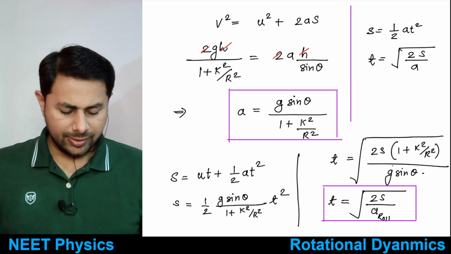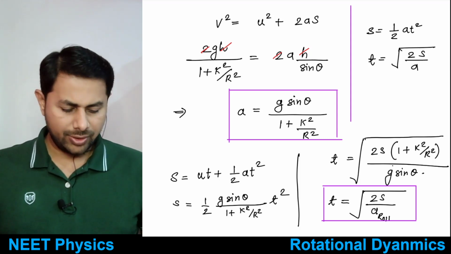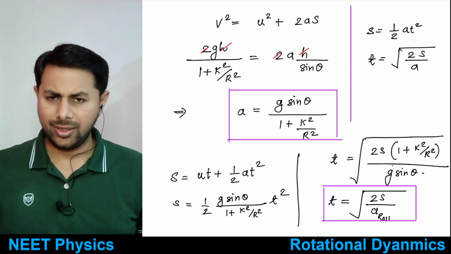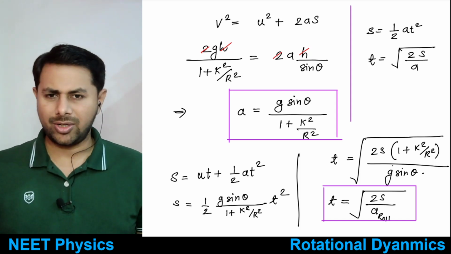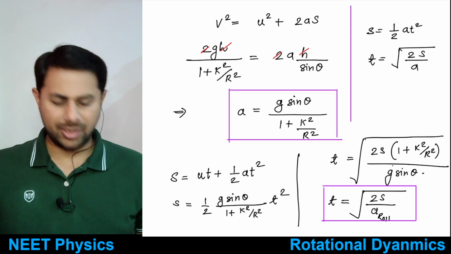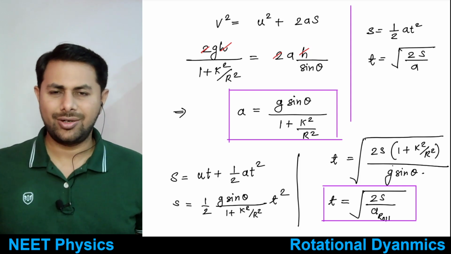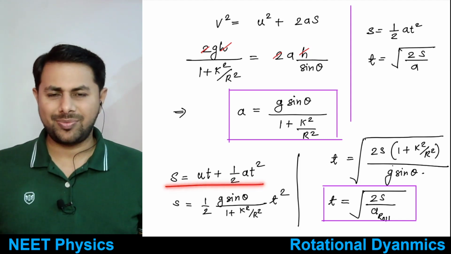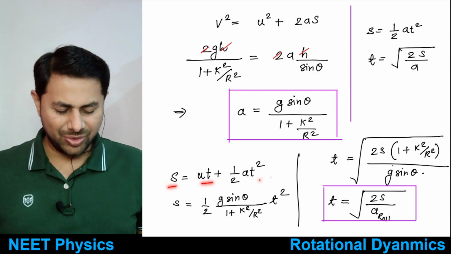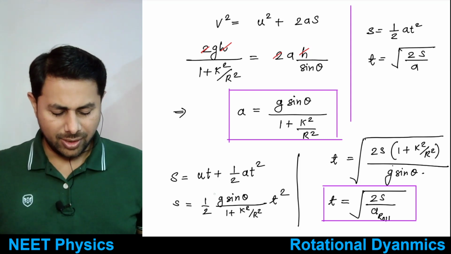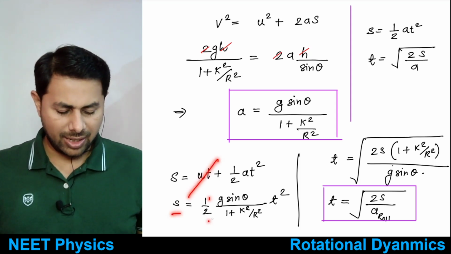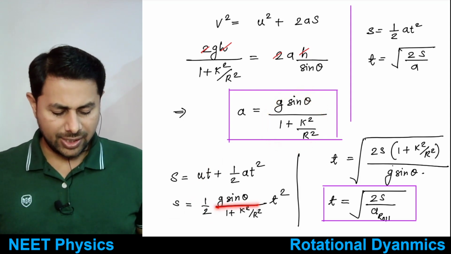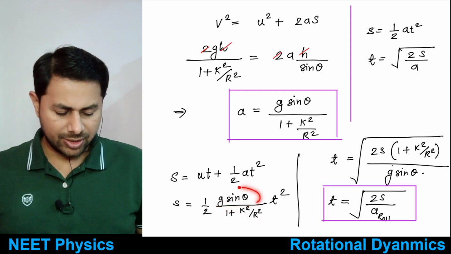And then the next one. Now suppose I want to find out the time taken by this body to roll down an inclined plane, whether a spherical body, a disc shaped wheel or a ring. For that we make use of another kinematic equation: s is equal to ut plus half of at square. So u is 0, that means s is equal to half of at square, and you just found a is equal to g sine theta divided by 1 plus k square by r square. Just put it over there.